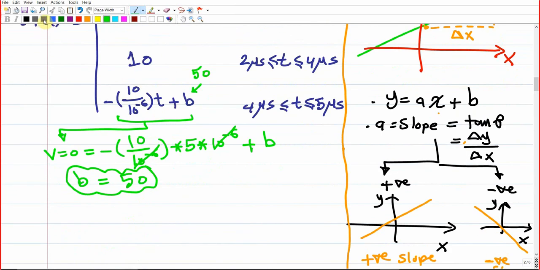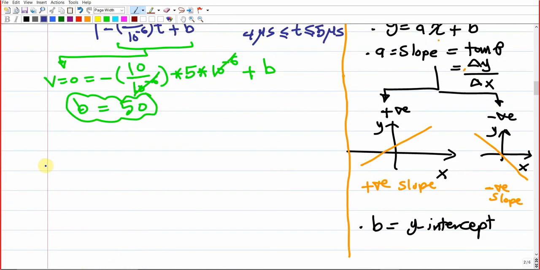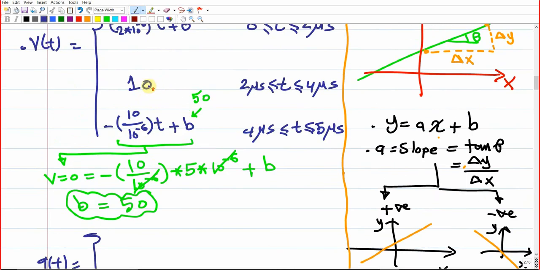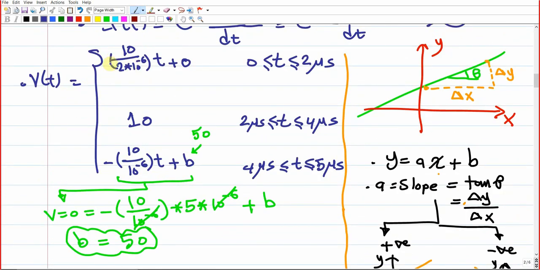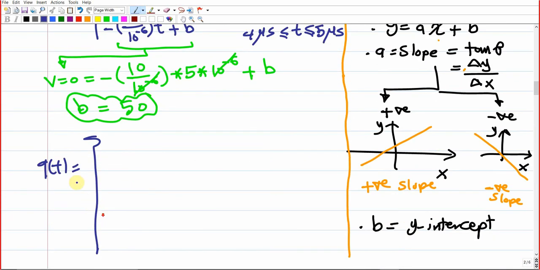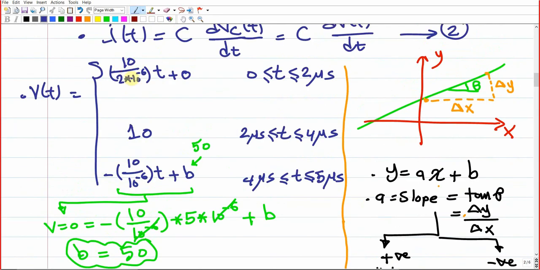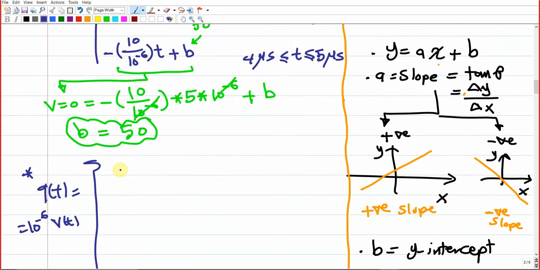If we do so, we're going to end up with another equation for the charge. The charge will be three other equations. The first equation, we are going to multiply times 10 negative 6. So it will be 10 negative 6 times V of T, right? So the first equation, if you multiply by 10 negative 6, this gives us 5T.